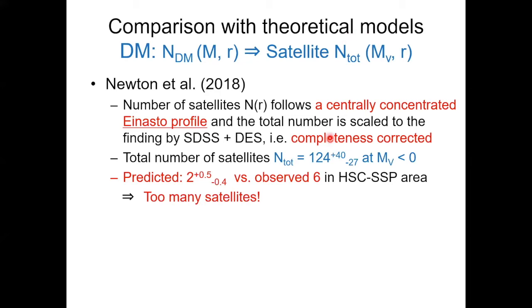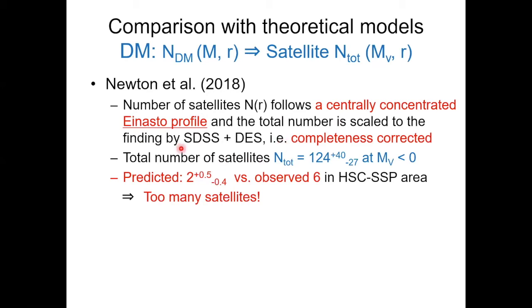But I'm going to try to explain. This is a bit complicated. So this is one example: Newton et al. 2018. They investigate the radial distribution of the dark matter subhalos in the simulation, and compare with the total number of satellites discovered with SDSS and the Dark Energy Survey. The basic assumption is that the number distribution of the satellites within the host halo, the Milky Way galaxy, follows a centrally concentrated NFW profile. It's a cuspy profile, as I explained in lecture 1.